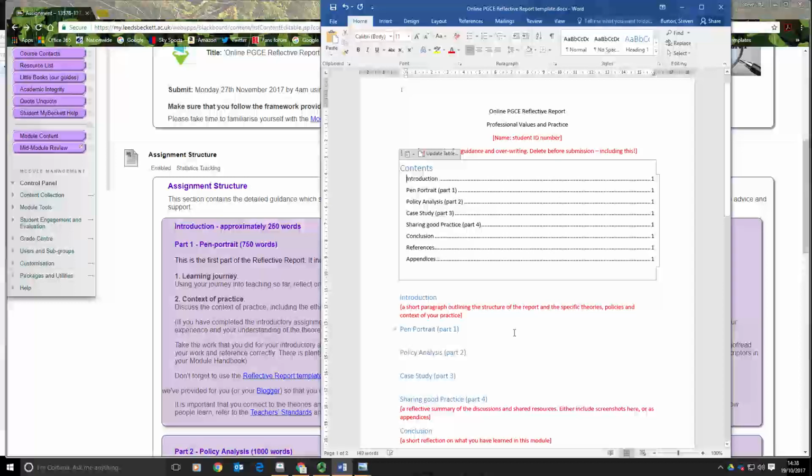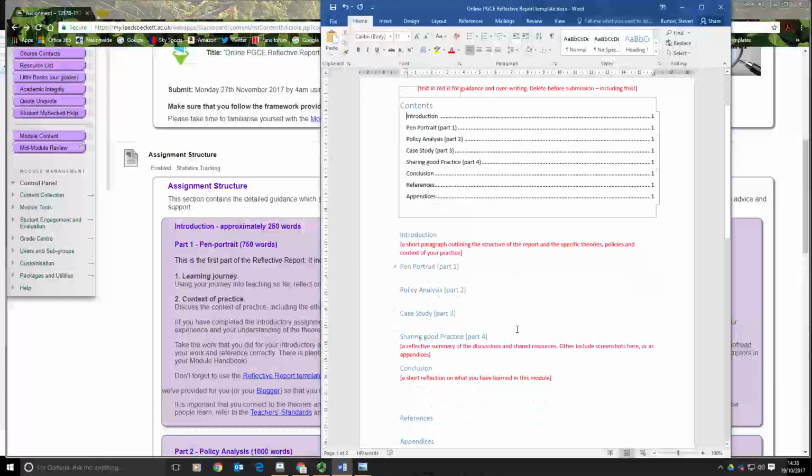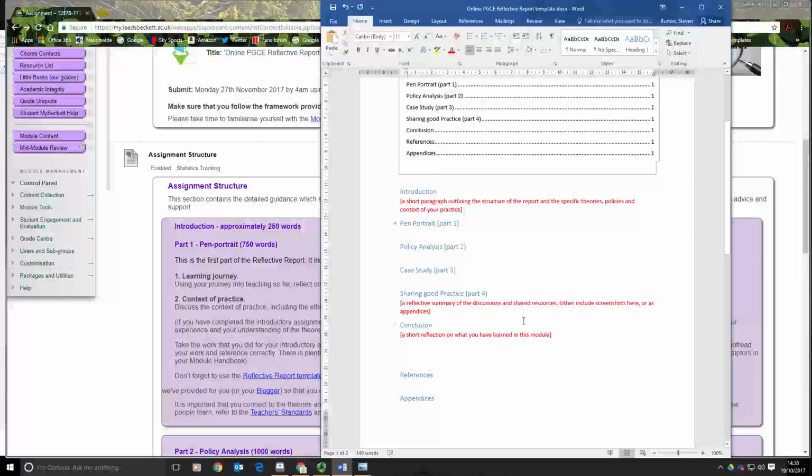So we really can't stress enough that this has been provided as an assistance for you, but you don't have to use it. Close it. Yeah, don't forget to take away all the red text. Yeah, we don't want to read that again. Okay.